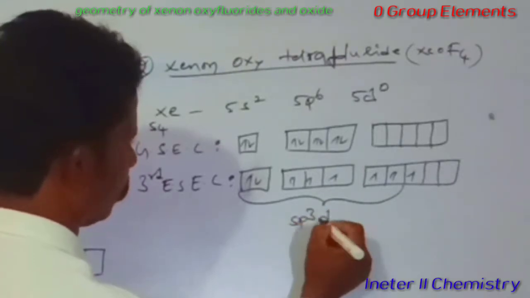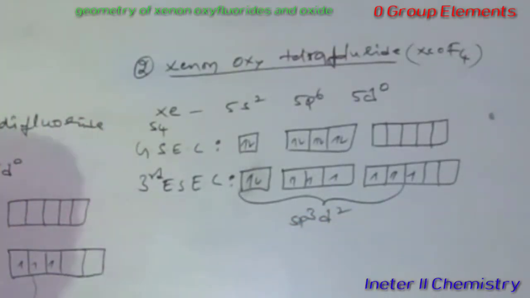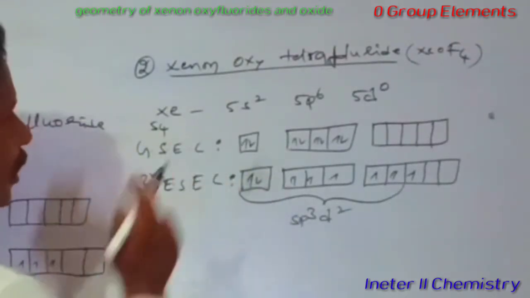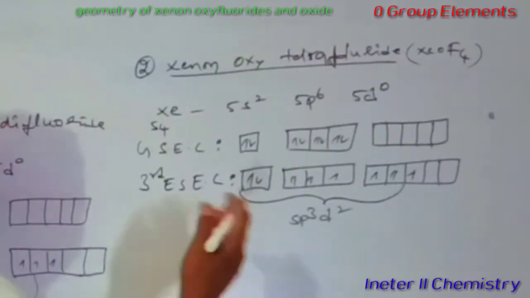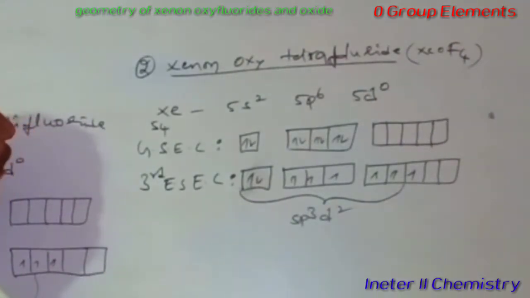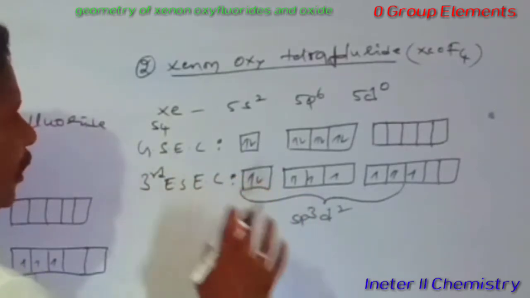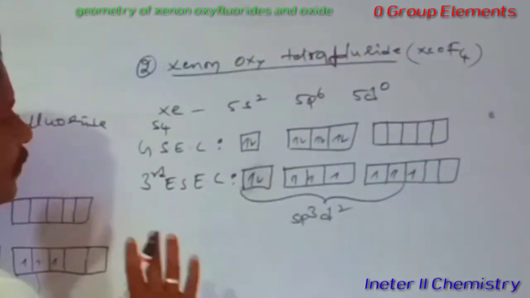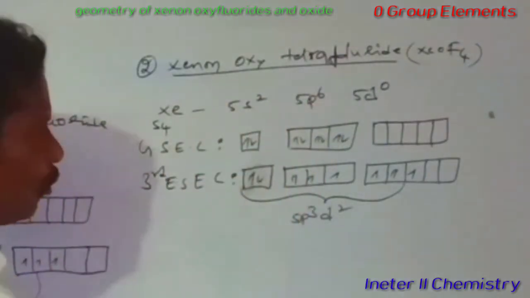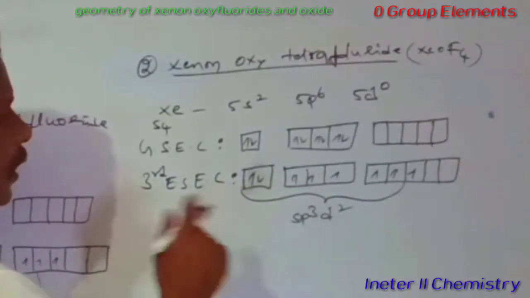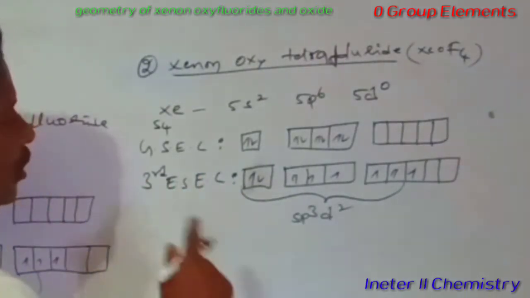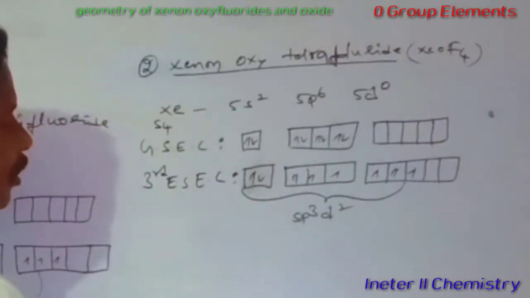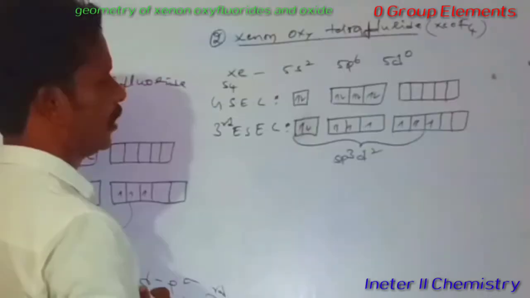In this state, xenon is undergoing sp3d2 hybridization. Totally 6 sp3d2 hybrid orbitals are formed. In these 6 sp3d2 hybrid orbitals, one contains a lone pair of electrons, the other 5 contain unpaired electrons. Of these 5, 4 overlap with the 4 fluorine atoms. The remaining 1 unpaired electron of the sp3d2 orbital overlaps with the oxygen. Totally, how many sigma bonds are formed? Totally 5 sp3d2-p sigma bonds.